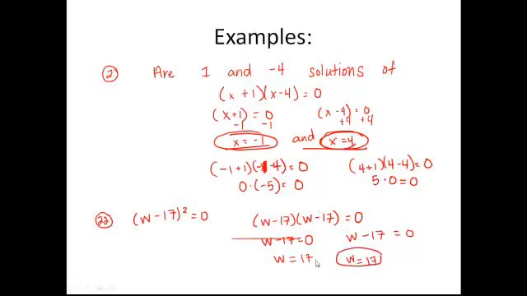It's okay if you get the same exact answer, but what I'm going to have you do is write it like that. So for number 22, your answer is kind of a double answer. You have w is equal to 17 and w is equal to 17.